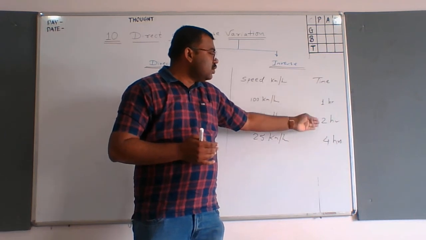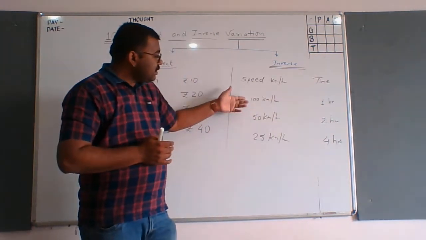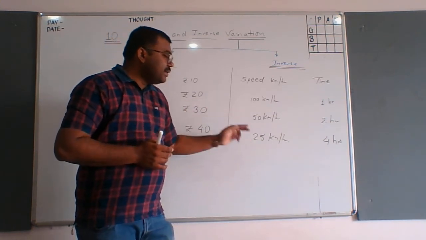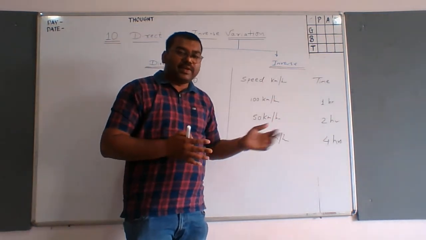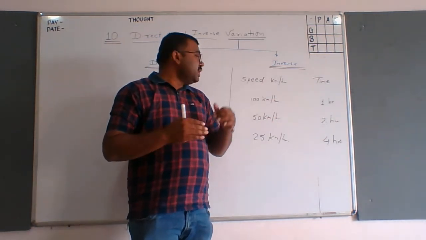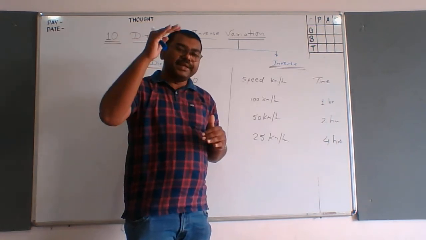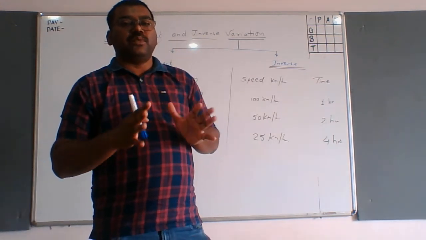From this example, what we can understand is that if speed goes on decreasing, the required time goes on increasing. The time is 1, 2, 4, which is in increasing order, and the speed is 100, 50, 25, which is in decreasing order. So from this second example, we can understand that if speed decreases, the required time increases. So that means there is inverse proportion.